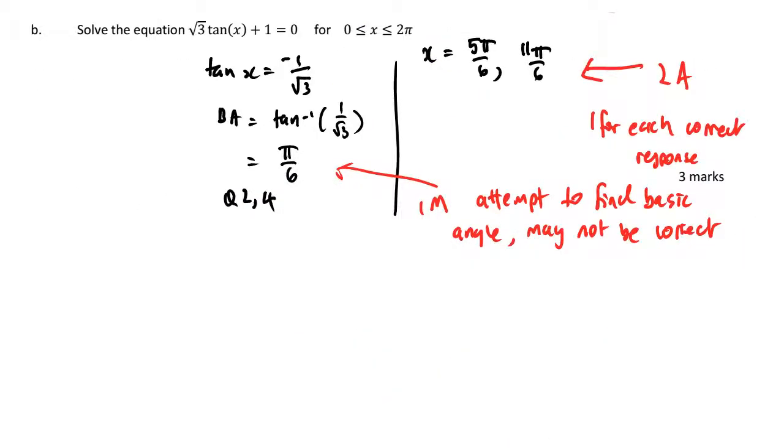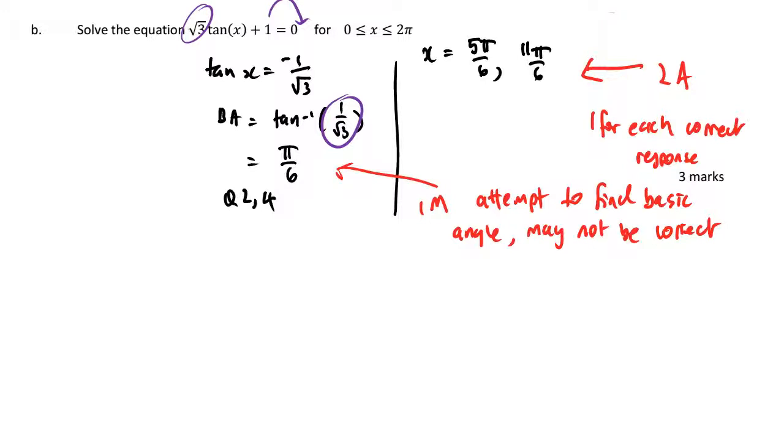So in this particular question, we had to solve the equation. It's a little bit similar to what we saw in the previous question where we had to find the x-intercepts of the graph. So the first thing we need to do is to take the 1 across the other side. It becomes -1. Next thing we need to do is to divide by root 3. Now we have to find the basic angle, so we do inverse tan of positive 1 on root 3, and we remember that that's equal to pi on 6.